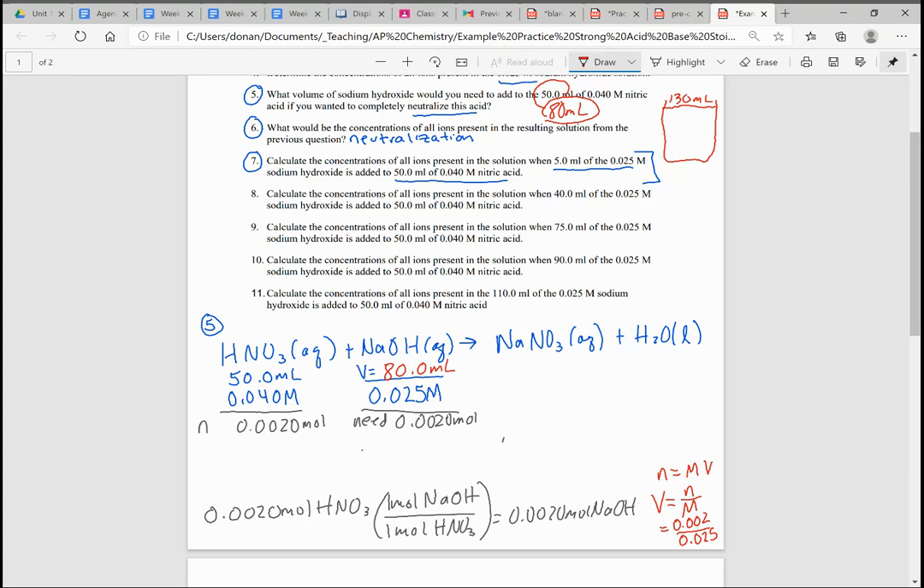And what's in there? So I'm going to go back down to this reaction here, and I'm going to start with this row. I'm going to call this my initial row. And then we're going to watch what happens in our reaction using an ICE table.